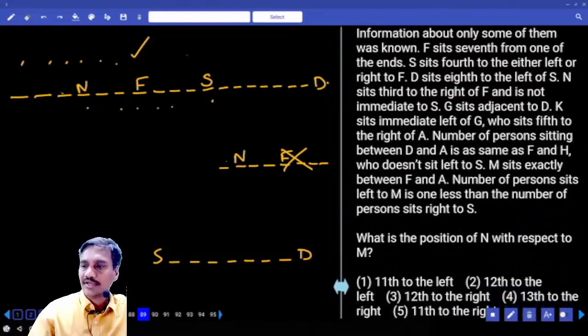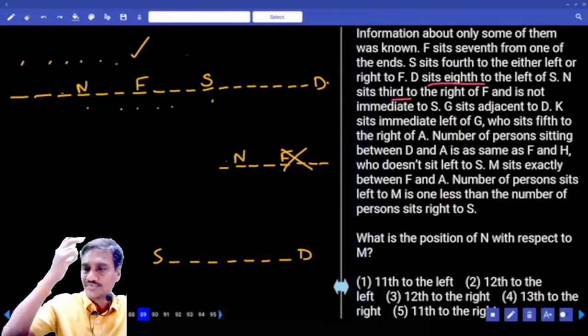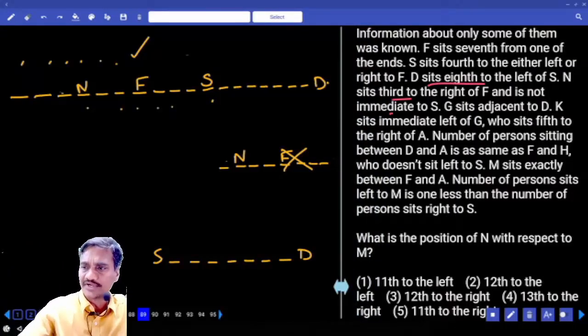Then next one. And G sits, D sits 8th to the left of S, N sits third to the right of F, third to the right and is not an immediate neighbor of F.